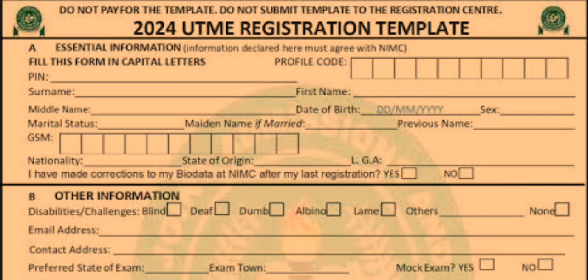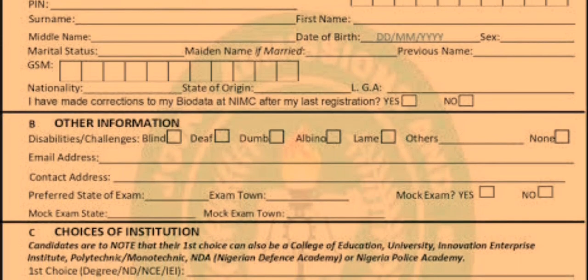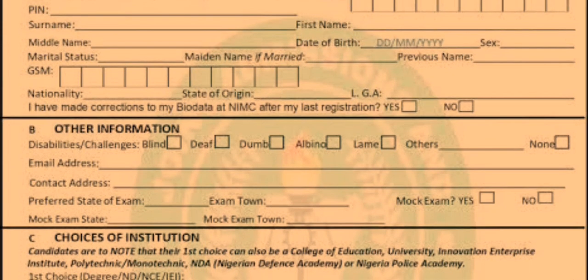If you don't yet have a GSM number, it's important now that you are registering for JAMB that you go and get one. Just get a SIM card and write out the GSM number. Then you write your nationality, of course, Nigeria. Then state of origin, the state you come from, your local government. You should know these things. If you wrote JAMB before and you made changes in your NIN registration, you can now tick yes. But if this is your first time writing JAMB, you can just tick no.